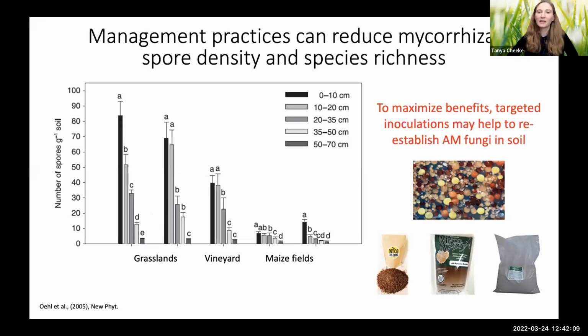And so one of the things that people have been more and more interested in, especially when they're thinking about biofertilizers or incorporating aspects of sustainable agriculture in their system, is using some of these mycorrhizal inoculant products to reintroduce fungi into soil where the mycorrhizal communities have been disrupted.